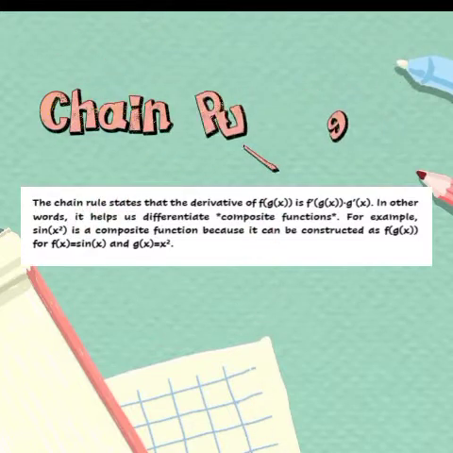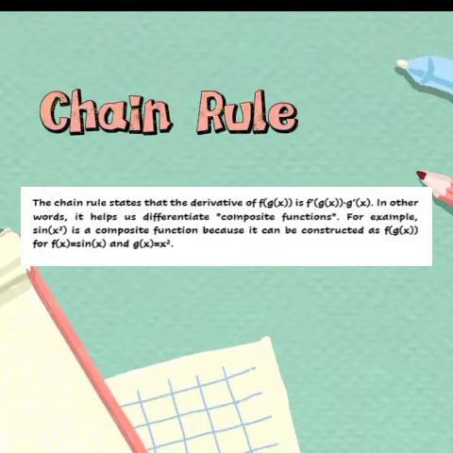The last rule is the chain rule. The chain rule states that the derivative of a composite function f of g of x is f prime of g of x times g prime of x. In other words, it helps us differentiate composite functions. For example, sin x squared is a composite function because it can be constructed as f of g of x for f of x is equal to sin x and g of x is equal to x squared.